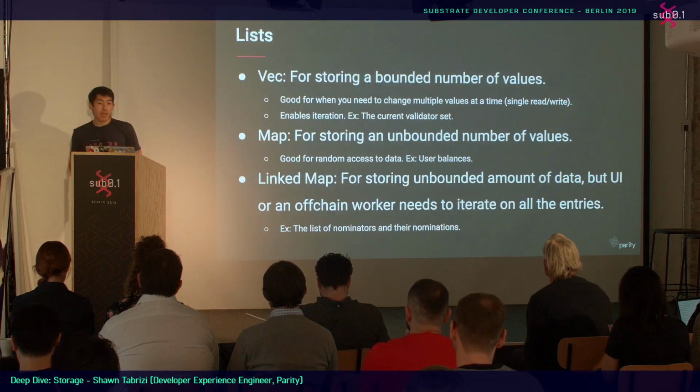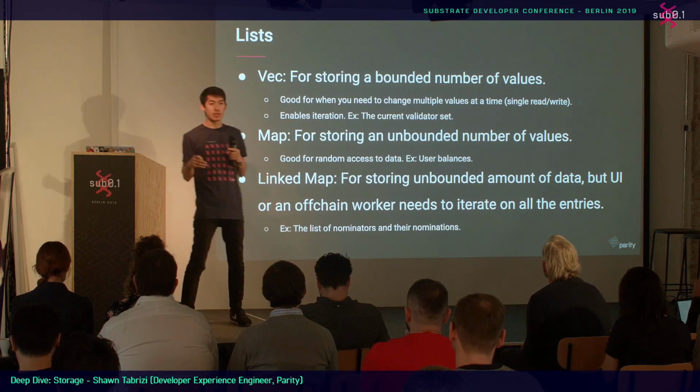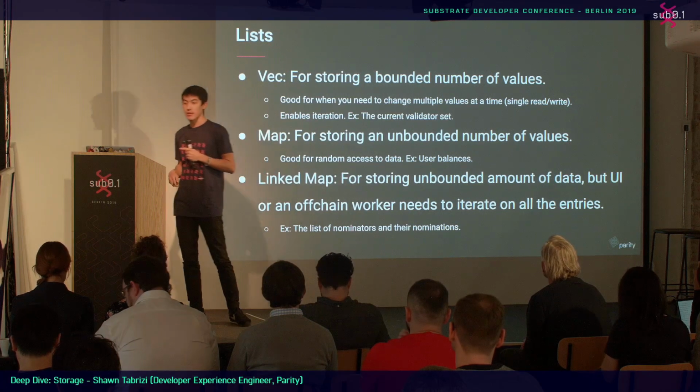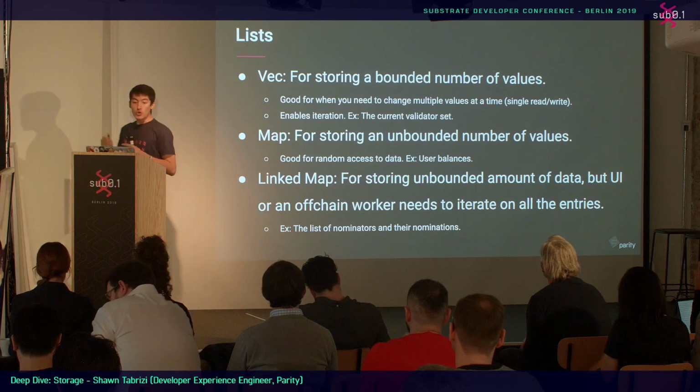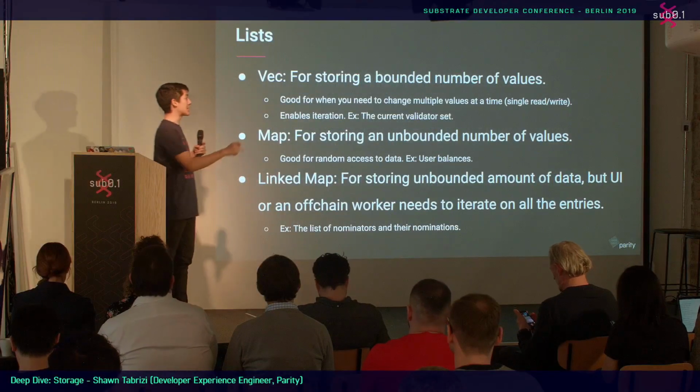Great. And so let's talk about lists. Lists are another common thing that people need to include, and I think it's a little bit confusing how exactly to use lists correctly in your runtime. So you can store a single value storage item with a vector. This is great for storing a bounded number of values. And it's really good when you need to change or access multiple values at the same time, and it enables iteration.